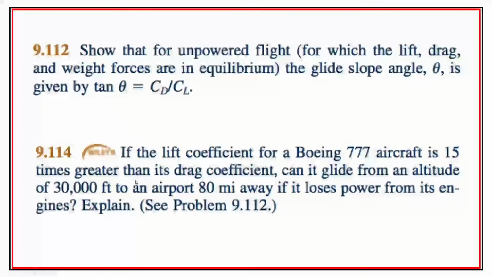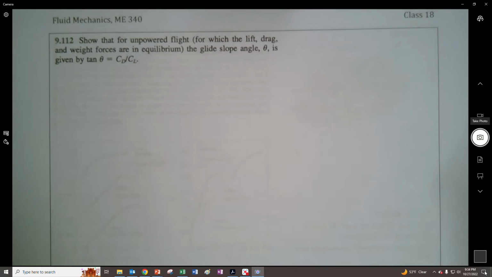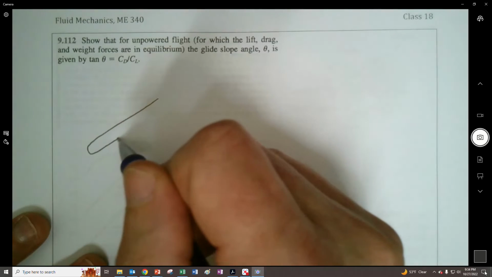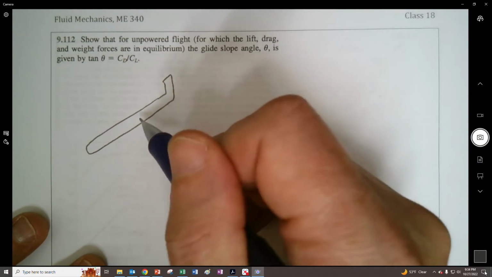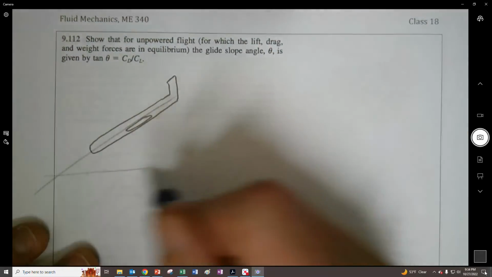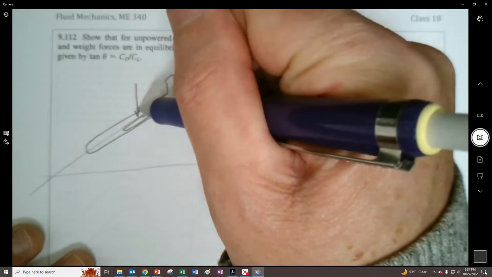And then using that, we want to find if the lift coefficient of the Boeing 777 aircraft is 15 times greater than its drag coefficient, can it glide from an altitude of 30,000 feet to an airport 80 miles away if it loses power from its engines? So this is actually something that is possible, and sort of an important thing to be able to do. So what you want to do in order to demonstrate this is to draw a free body diagram relatively carefully. And we will say, okay, so first the weight is coming out this way.